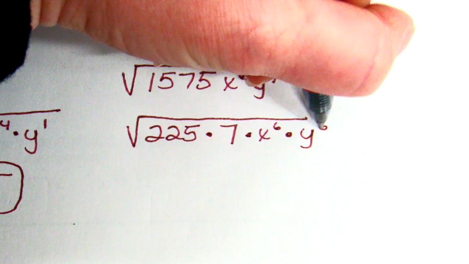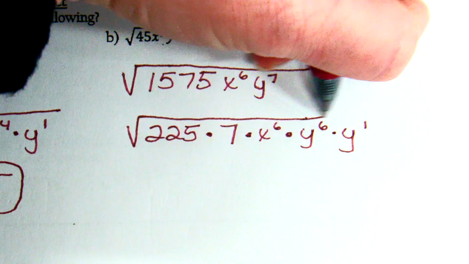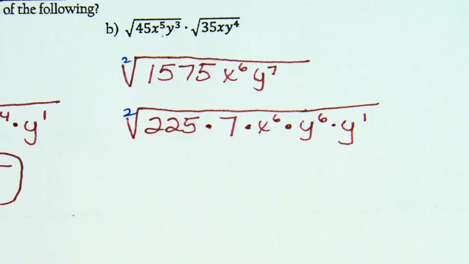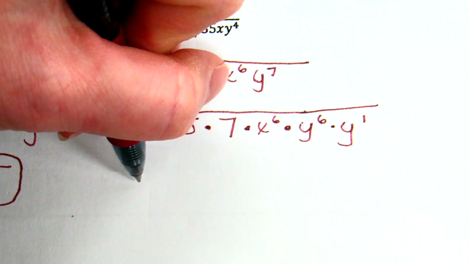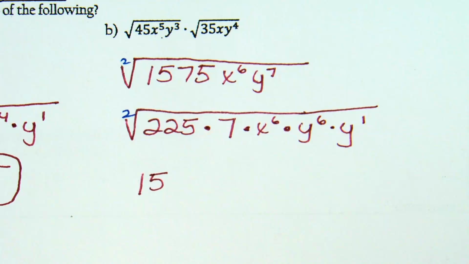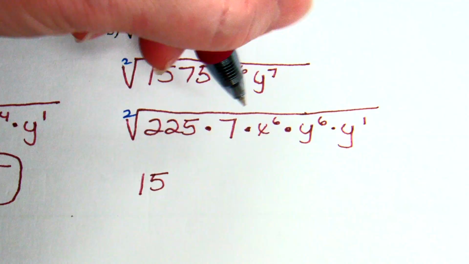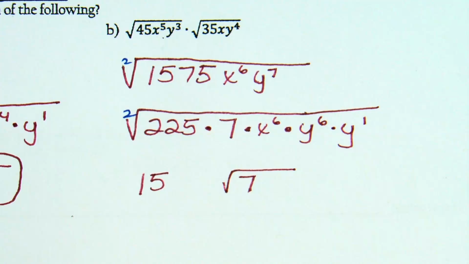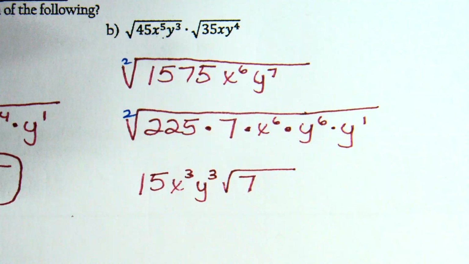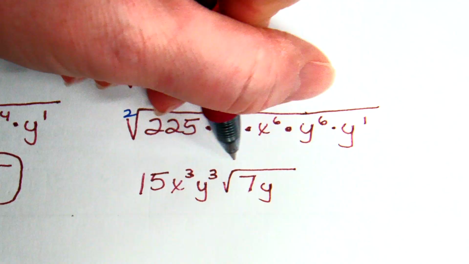Okay, 7 does not divide by 2, but 6 divides by 2 and leaves me with 1 left over. Square root of 225? And this is where, if you're not very familiar with that list, you might want to have the labelings on your blue paper, right? Might make it a little easier there. Square root of 7. Square root of x to the 6th. X to the 3rd is 6 divided by 2. Square root of y to the 6th. Y to the 3rd is 6 divided by 2. And square root of y stays under the radical.